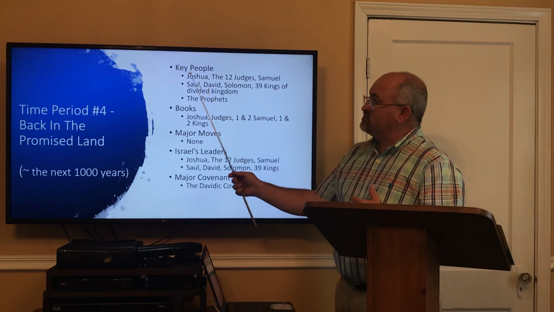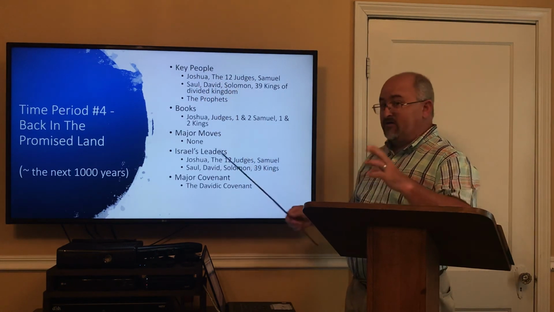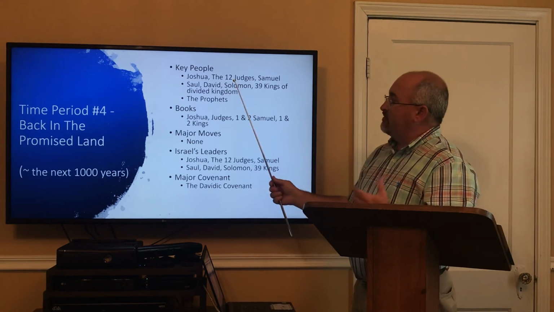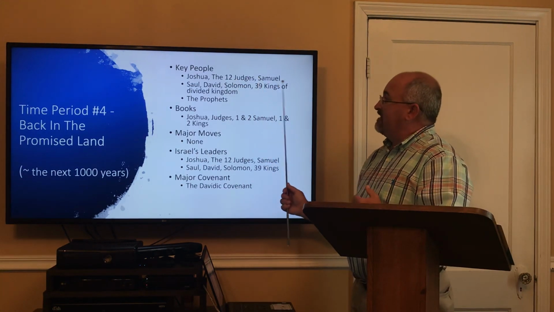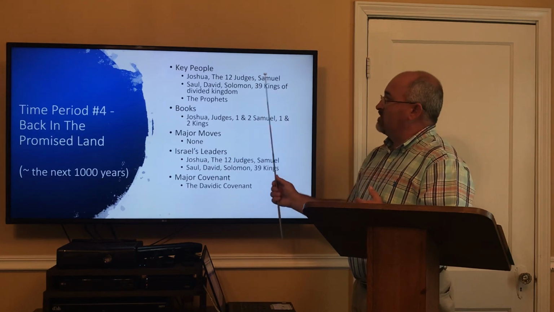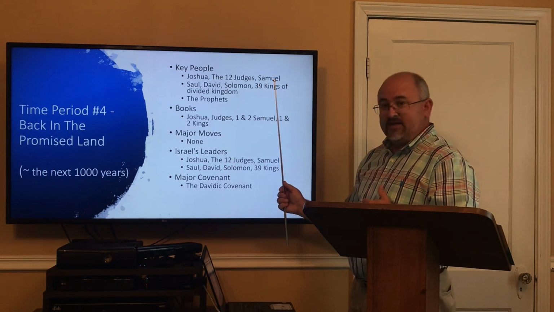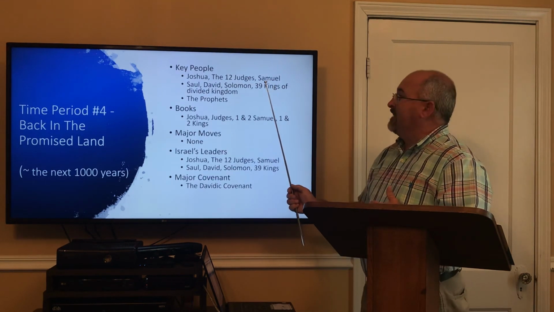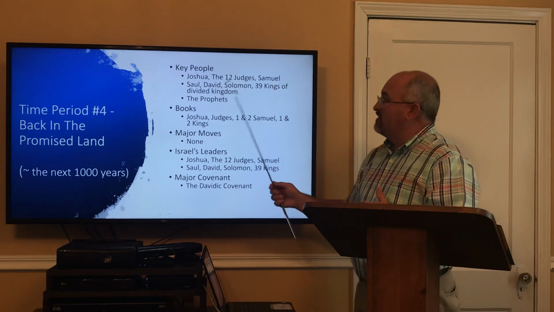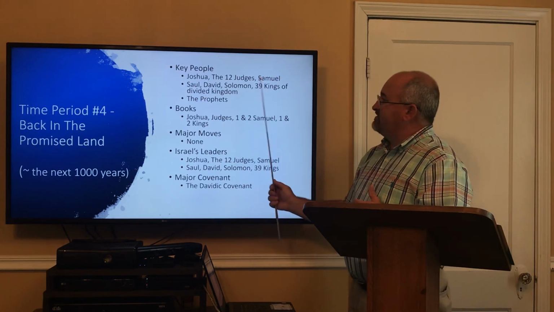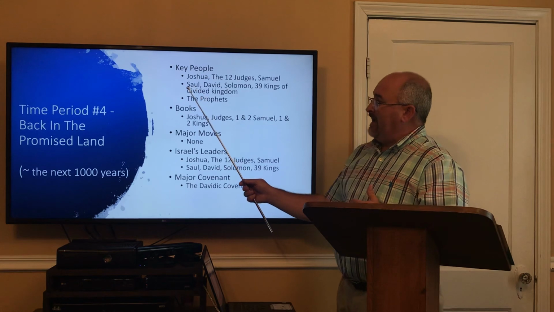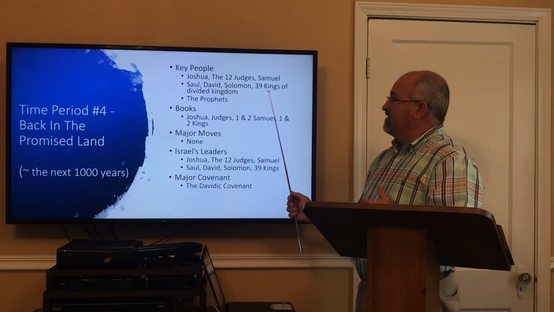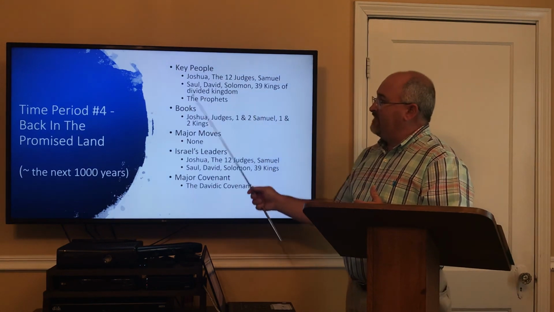He led the initial conquest, the 12 judges, the period of time, 400 plus years, that they were in the sin cycle. God would raise up a judge. Then Samuel, whose sons were disobedient to God, and the people rejected his sons, didn't want his sons to rule over them or to judge them, and they demanded a king of Samuel. So Samuel consulted God. God said, go ahead. And the first king was Saul, second king David, Solomon, 39 kings of the divided kingdom, and then the prophets.